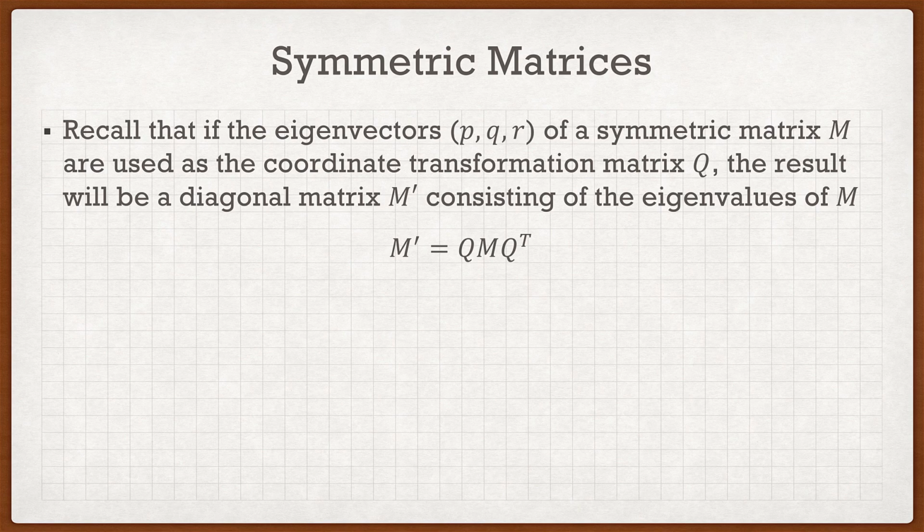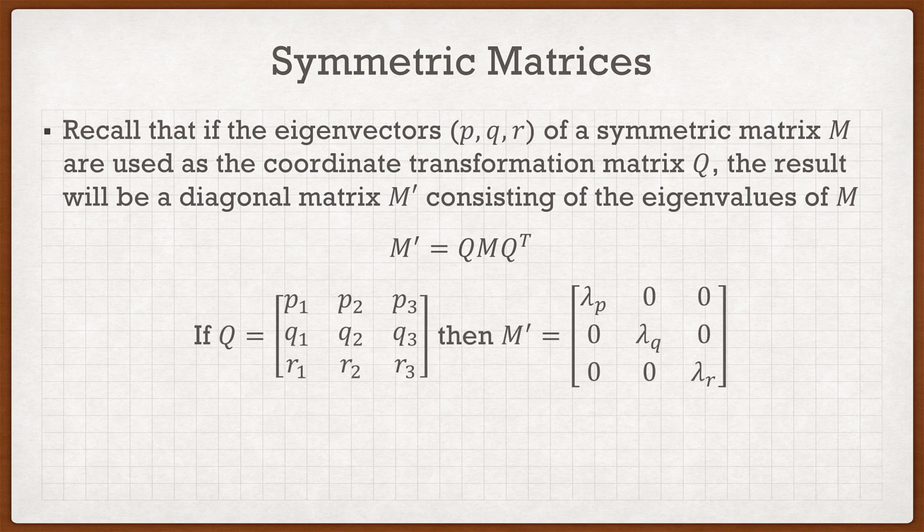Well, let's look at our transformation equation. M prime is equal to QM Q transpose. And what this statement says is that if I choose Q as my eigenvectors, so I got P1, P2, P3, Q1, Q2, Q3, and R1, R2, and R3, then my M prime after this transformation will be a diagonal matrix. So notice how only the diagonal components have values and the rest are 0. And the value of those diagonal components will be my eigenvalues.